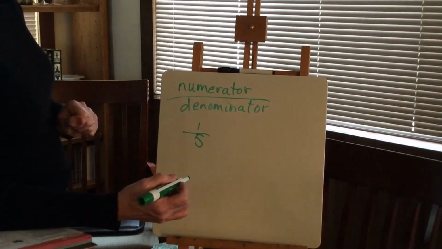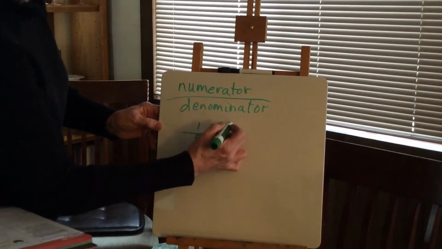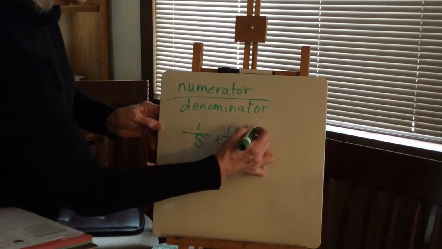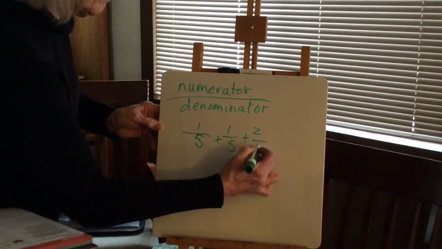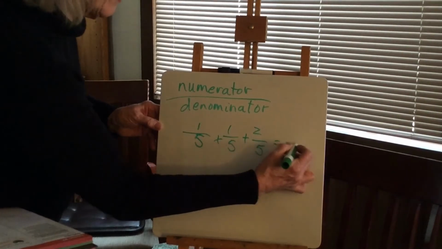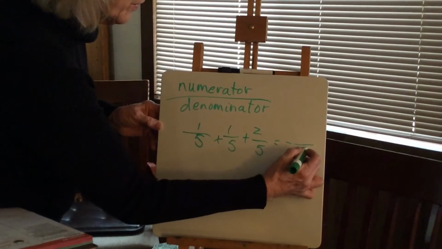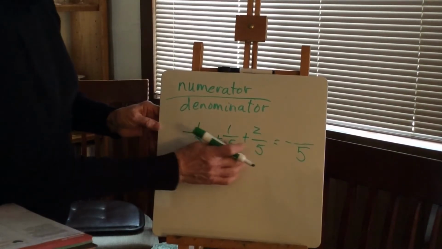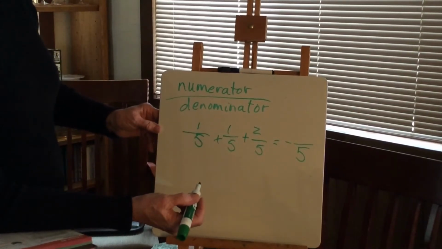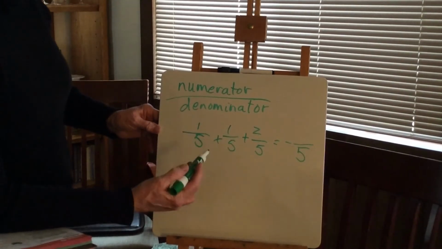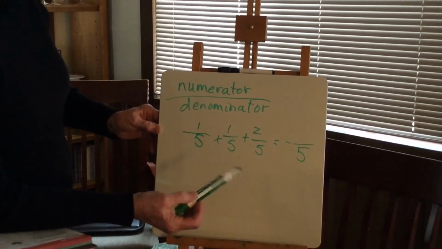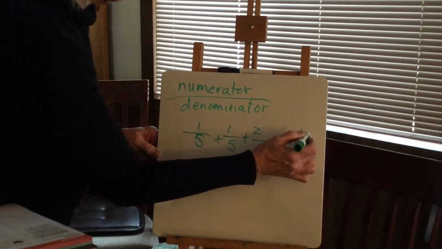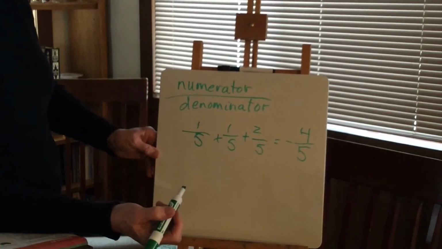So if I want to add 1/5 plus 1/5 plus 2/5, my denominator is going to remain 5, because the denominator does not change if we have a common or the same denominator. But if I'm adding 1/5 plus 1/5 plus 2/5, I'm adding 1 plus 1 is 2, plus 2 is 4, and the answer is 4/5.